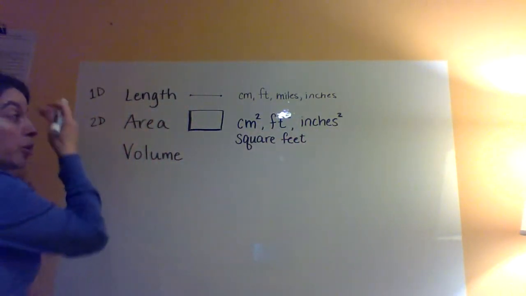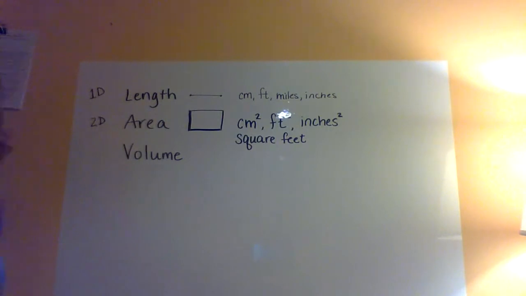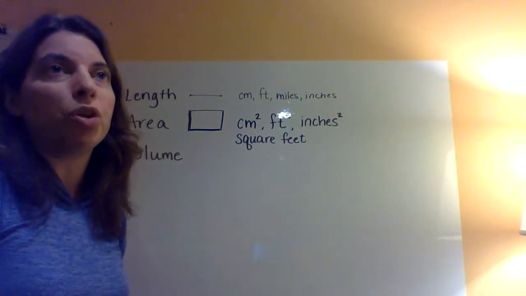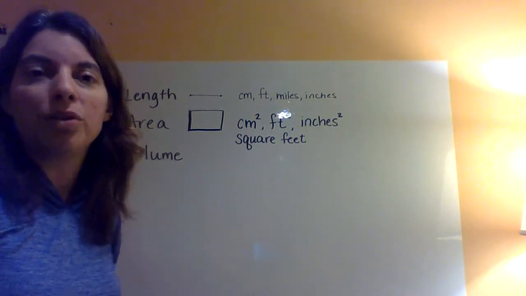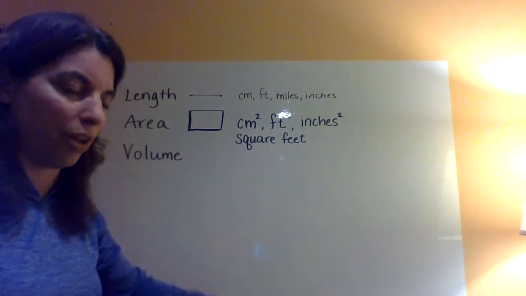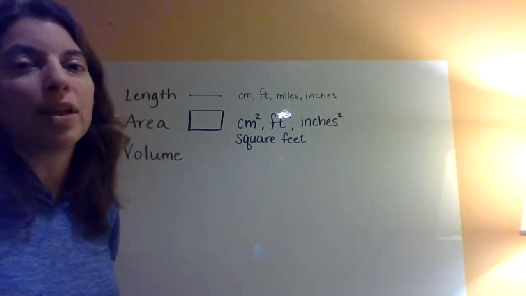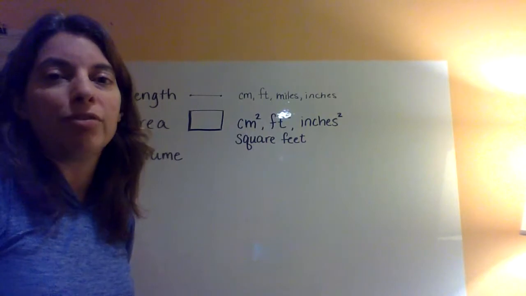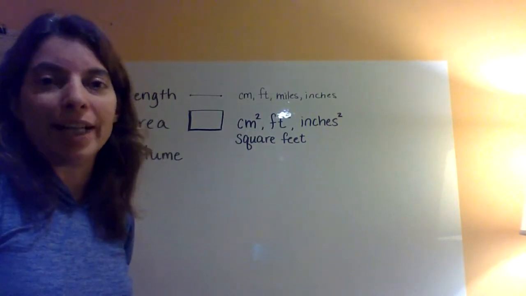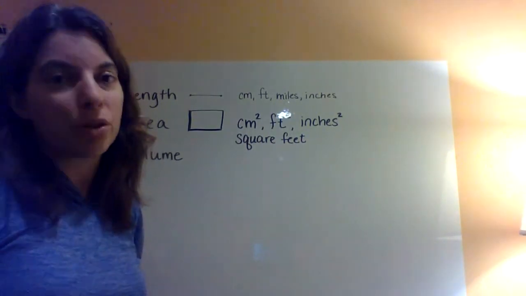Okay. We see area in everyday life or hear those units. If you look at a house listing, it might say it's 2,000 square feet. That's the area of the living space, the floor of the living space. You might see it in an ad for a rug or tile or something. It might be $3.99 per square foot.